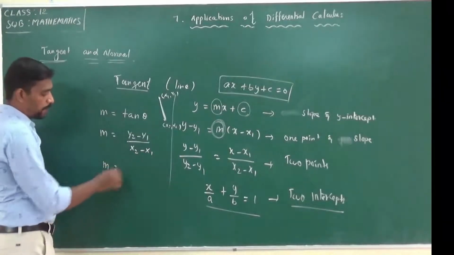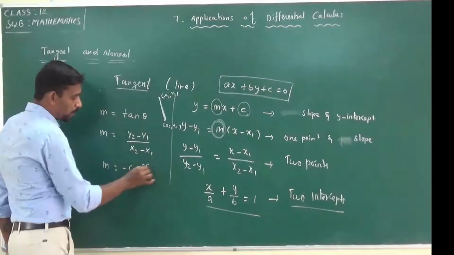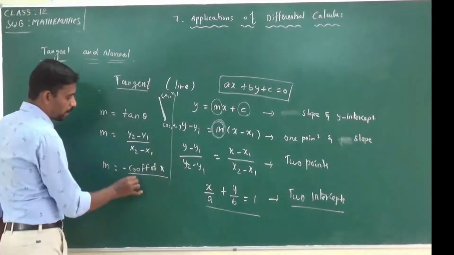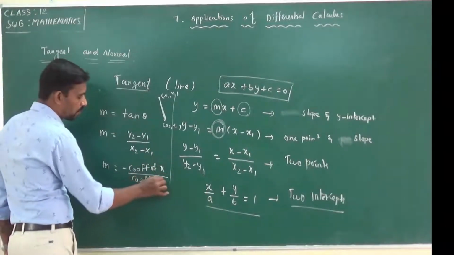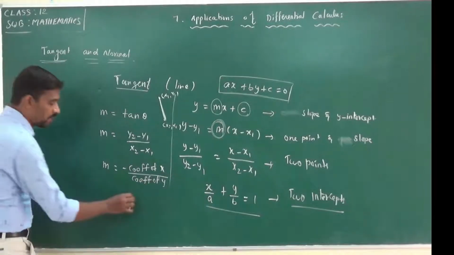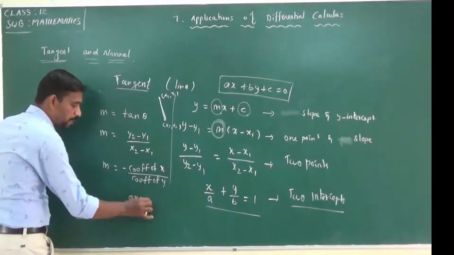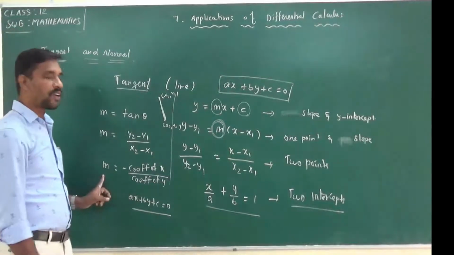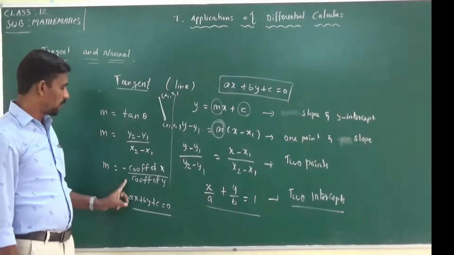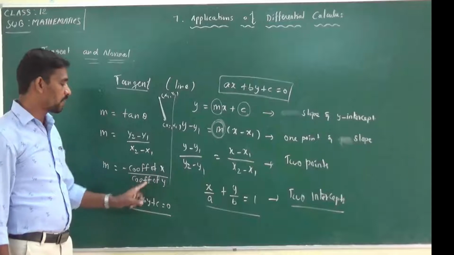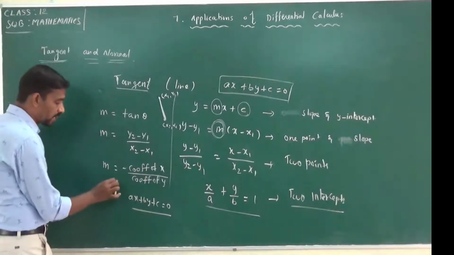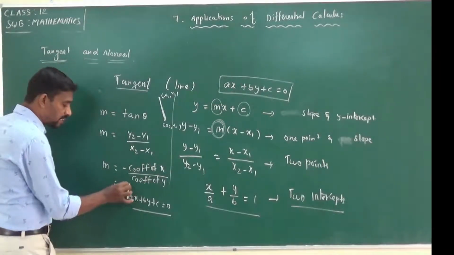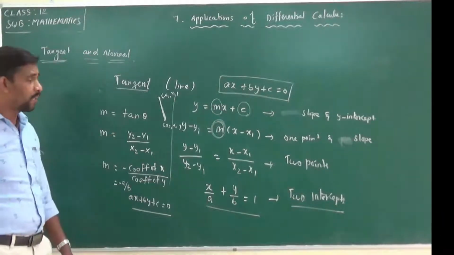Next one, m is equal to minus coefficient of x divided by coefficient of y, when the line equation is ax plus by plus c is equal to 0. So when the line equation is given, the slope is equal to minus coefficient of x divided by coefficient of y. This is nothing but minus a divided by b.